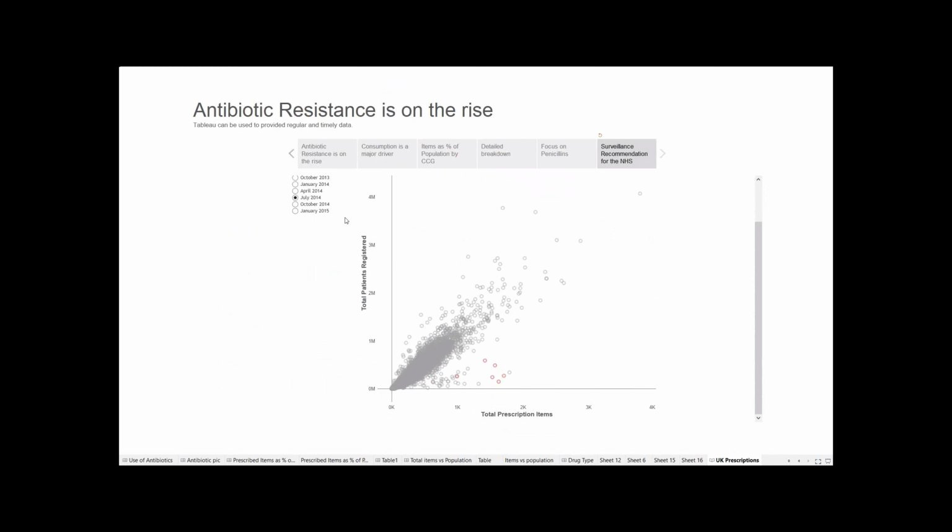it's just surveillance for the NHS to investigate. One of the reasons could just be that the doctors are giving in to patients, if patients ask for antibiotics and they just give them away, but it's for the NHS to investigate. And yeah, that's it. That's everything.